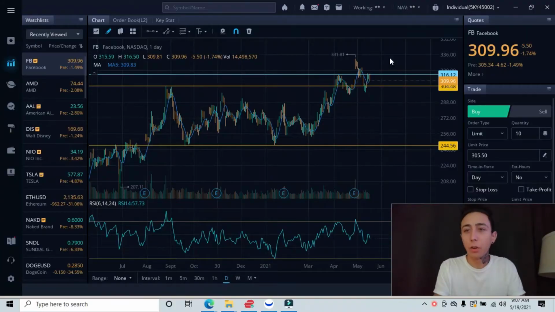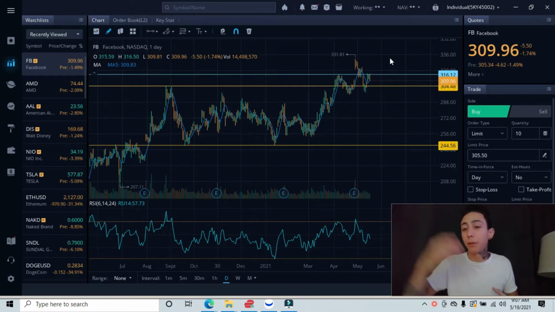Alright guys, so we're breaking down Facebook, ticker symbol FB. I have my lines and graphs already set. We're starting from a higher time frame, that being the daily interval. This allows us to find the trend that our stock is in, our support and resistance lines, and all that other good stuff. Alright, so let's go ahead and dive in.